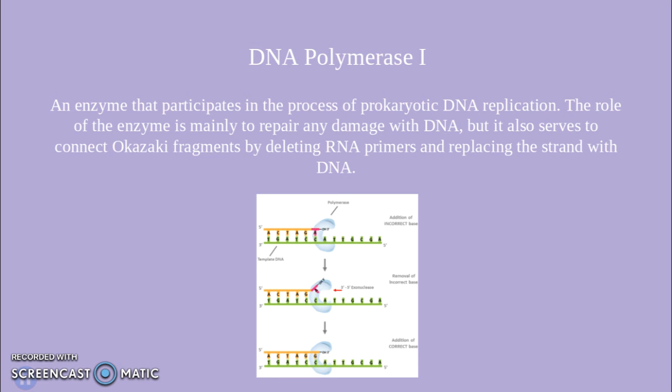And DNA polymerase 1, as stated earlier, is an enzyme that participates in the process of prokaryotic DNA replication. The role of the enzyme is mainly to repair any damage to the DNA, but it also serves to reconnect those Okazaki fragments because they were discontinuously copied. They need to be put together again. It deletes the RNA primers, and replaces them with actual DNA.